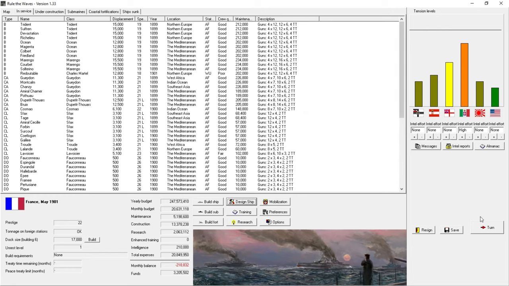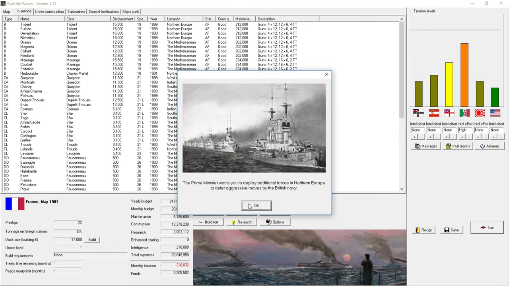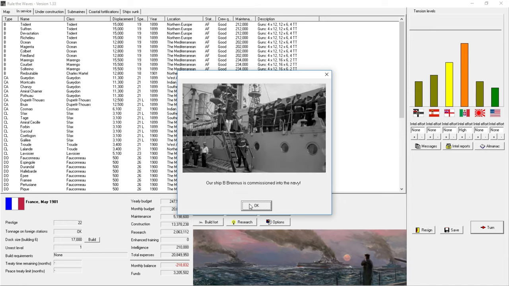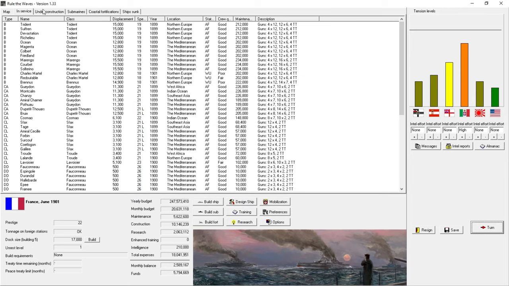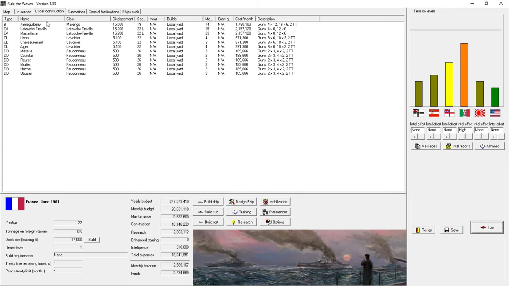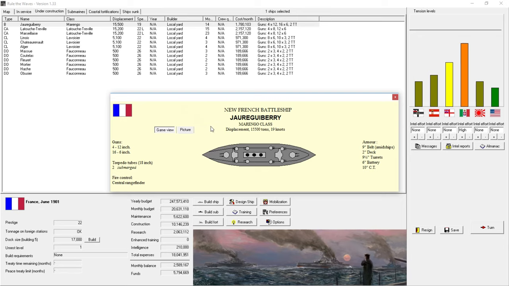We're still in the red. We'll jump ahead another month. Prime Minister wants you to deploy additional forces in Northern Europe to deter aggressive moves by the British Navy. I suppose tensions are increasing with the British Navy, but we have just commissioned two new battleships into the Northern Europe region, so hopefully that appeases our Prime Minister, who's concerned about everything, it seems. Meanwhile, we've got these two heavy cruisers under construction now. We've got about 2.5 million, and I'm thinking about another Marengino-class battleship here.